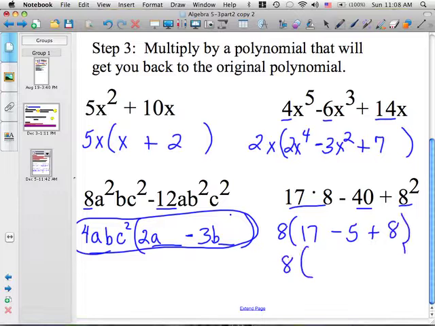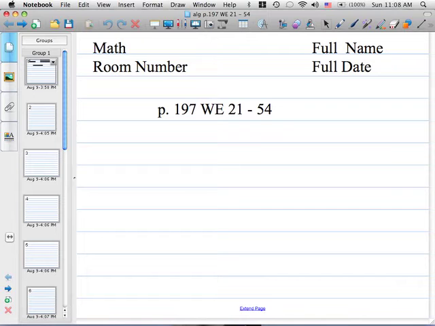Minus 4 goes to the -12, -3. We have the a. We need to have a b to get back to b to the second, and we have the c to the second. So here are our factors.